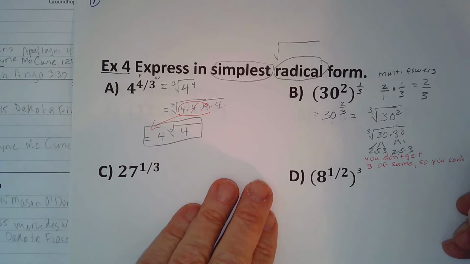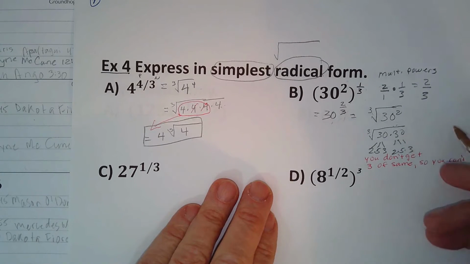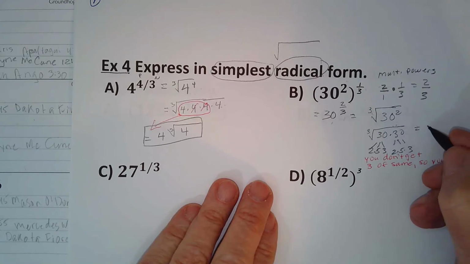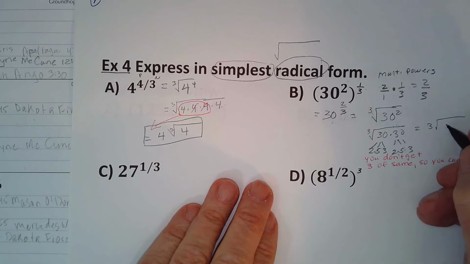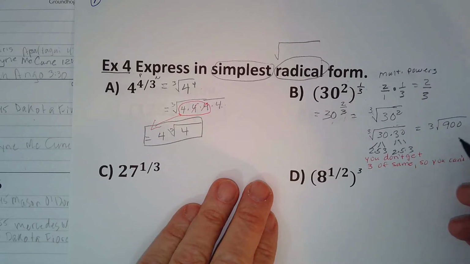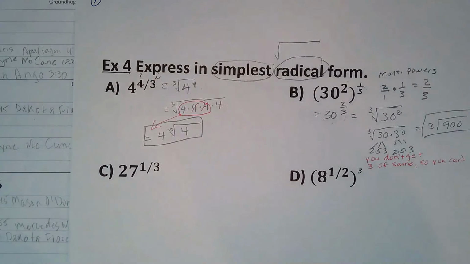All right. So the only thing you can do is multiply the 30 times 30 up, and so you're going to get the cube root of 900. Since you can't get any groups of 3 things out, this is the answer that you're going to have. That would be in its simplest radical form.